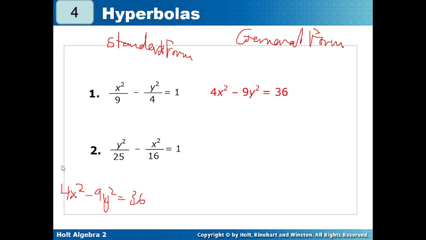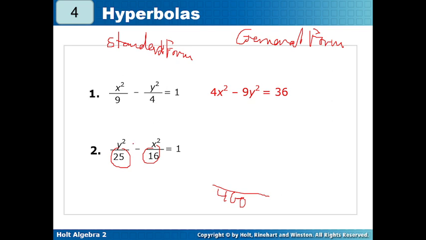Alright, so let's try the other, the second standard form. How are we going to eliminate these two denominators? First, we're going to get the LCD by multiplying the two denominators. So 25 multiplied by 16, that is 400. You could just check on your calculator.